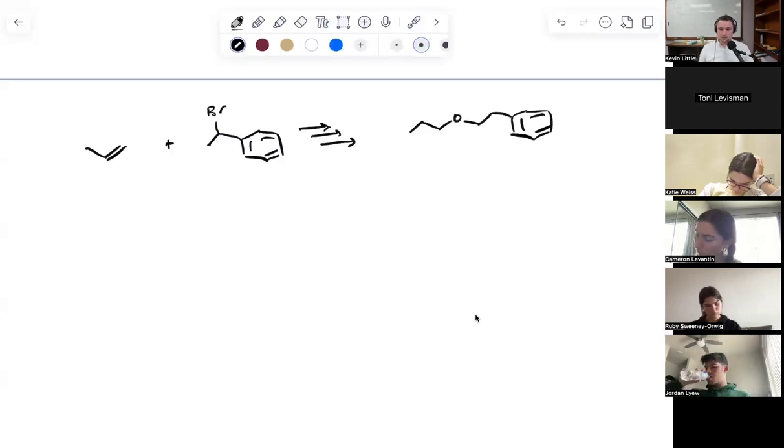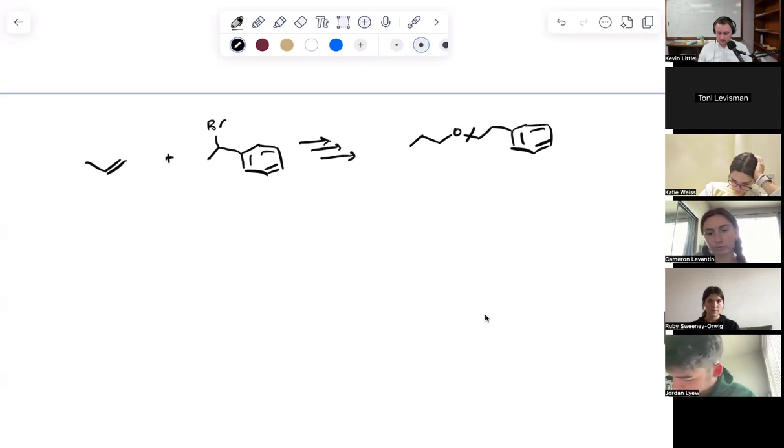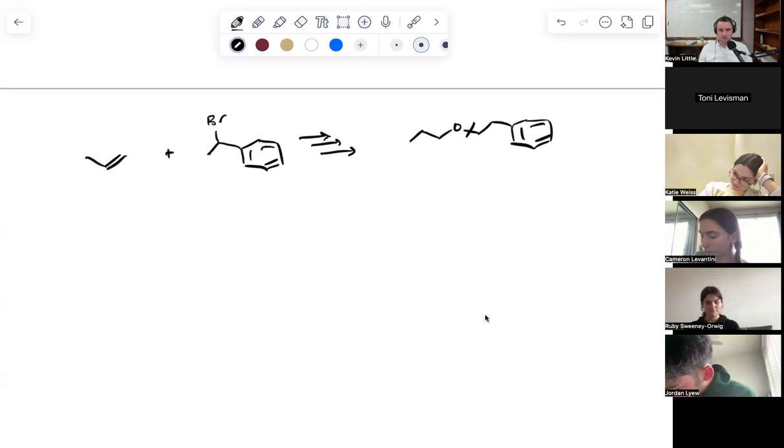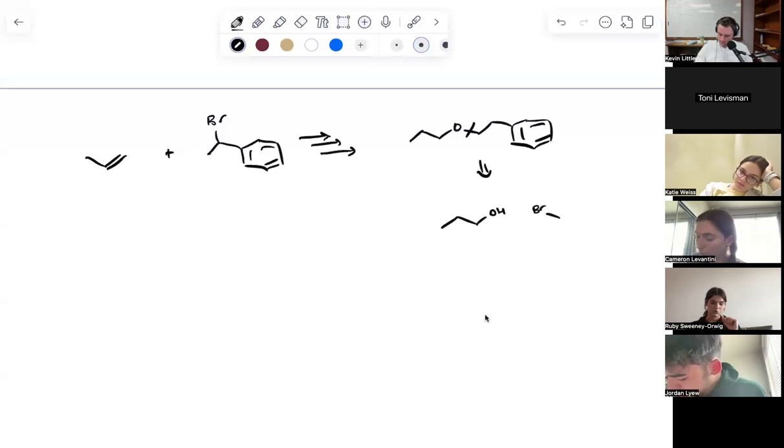All right, so there's actually a couple different ways to do this one. You can make the disconnection on either side because both would give you primary leaving groups. So it doesn't matter. Your answer might look a little different than mine, depending on your disconnection. But if I make my disconnection there, just arbitrarily, that means that my goals are this and this.